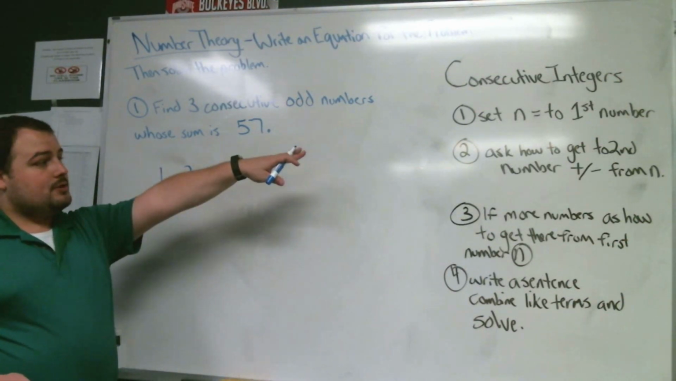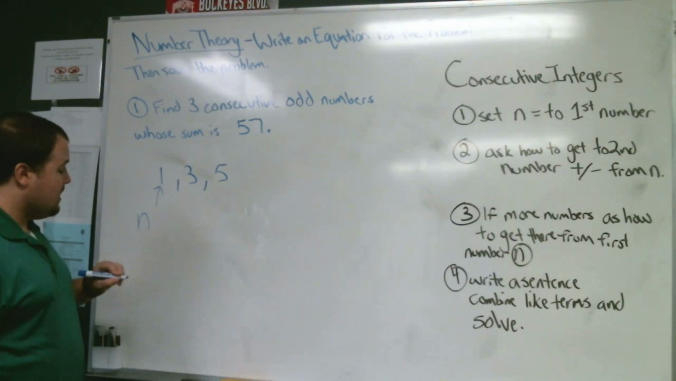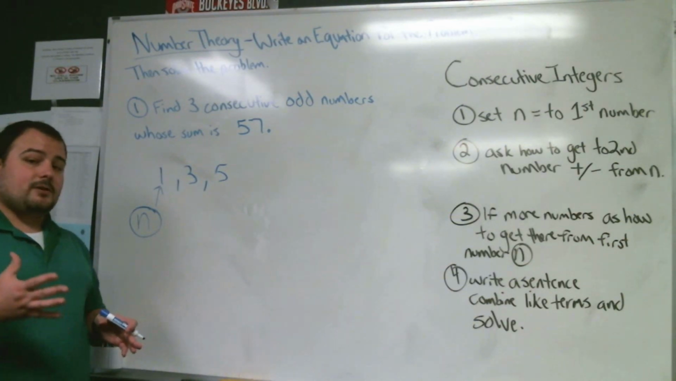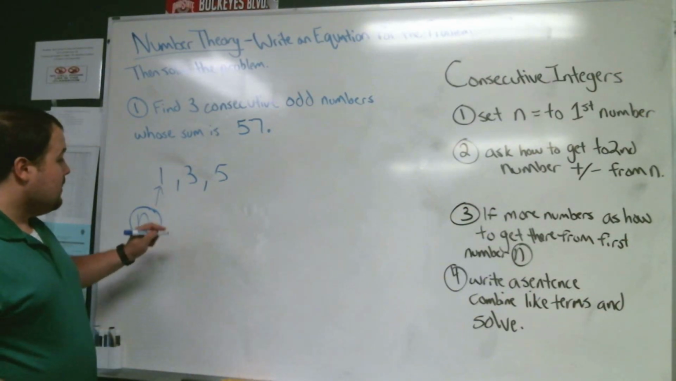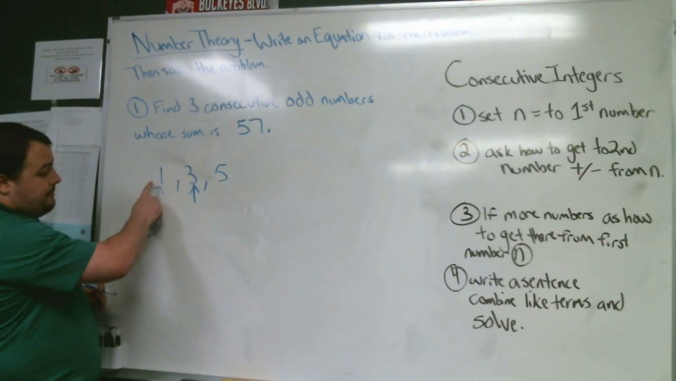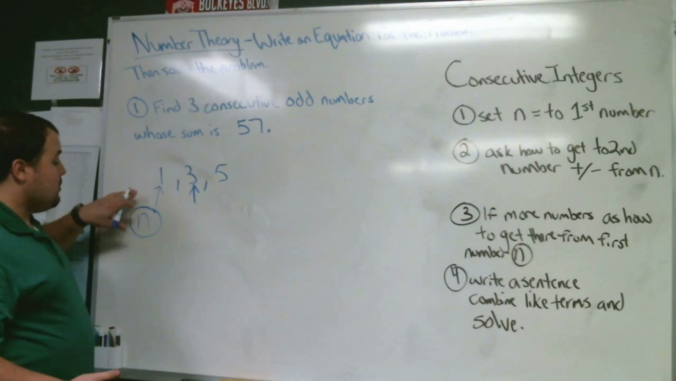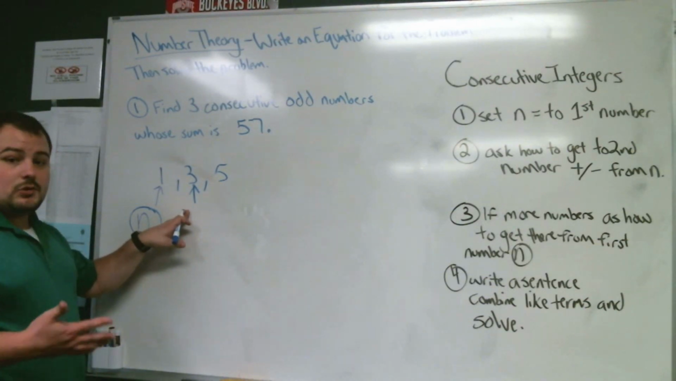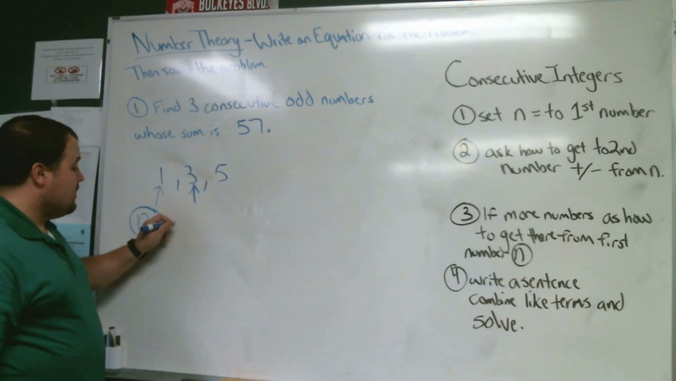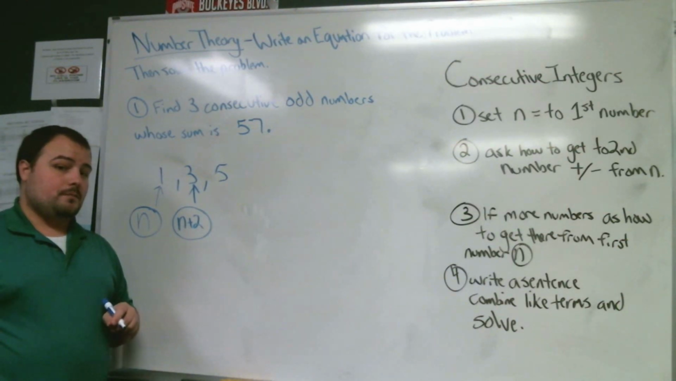One of the first things we would do is we set n equal to the first number. So this first number we're going to say is n. So that's important to note, that the very first number is always the variable n. Now, we look at the second number. How would I go from the first odd number to the second odd number in reference to the letter n? Well, if this one is n, I have to add something to n to get to 3. To go from 1 to 3, I have to add 2. So our second odd number, since it's consecutive, would be n plus 2.